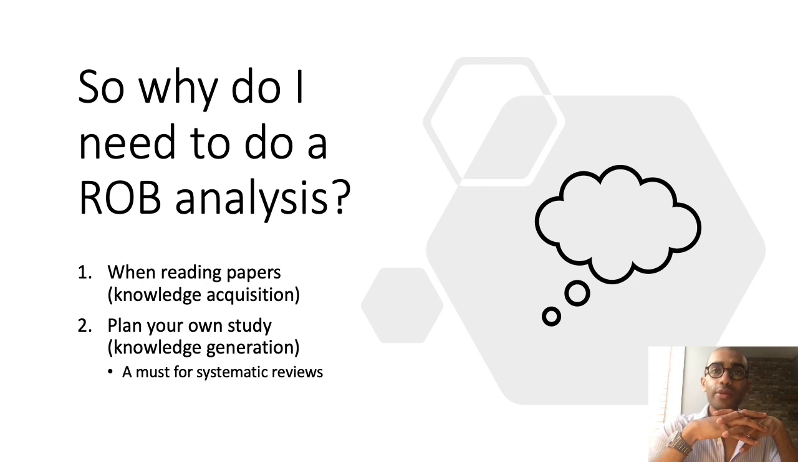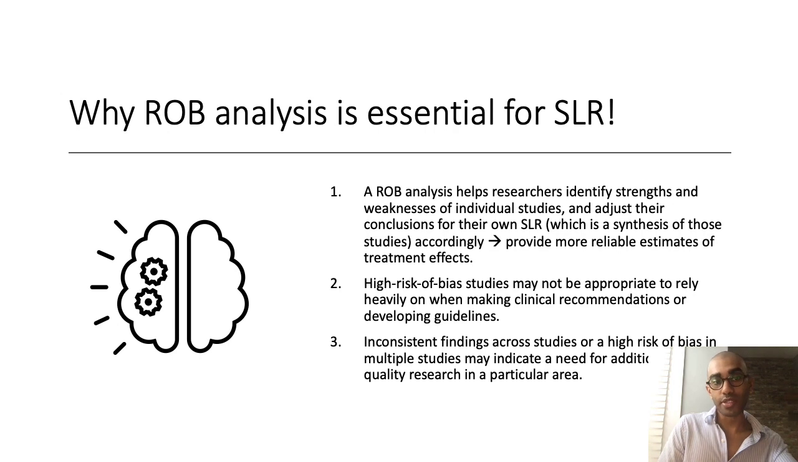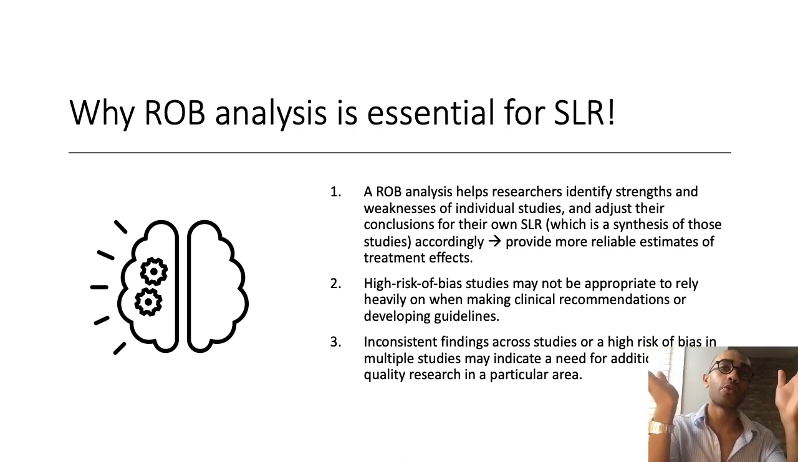So, when you're reading papers, the knowledge of bias will allow you to really understand how important this paper and its findings actually are, because you'll understand how good the methodology is, which will then influence how much weight you put on the outcomes. For your own study, why is it essential for the systematic review? It helps you identify the strengths and weaknesses of the individual studies, and then, because a systematic review is sort of a synthesis of a lot of different studies, you can weigh different studies according to their bias profile. So studies with high risk of bias are given less weight in your conclusion than studies with low risk of bias.